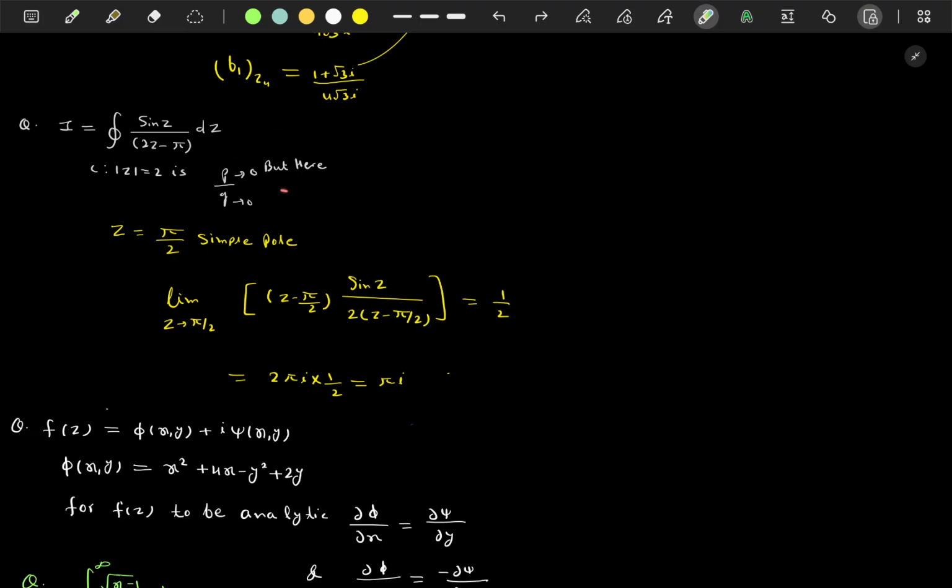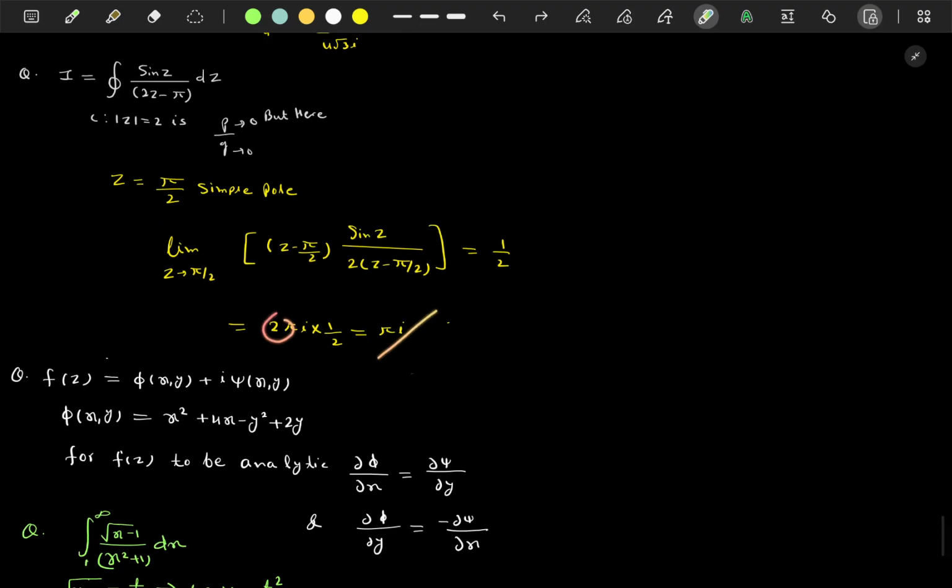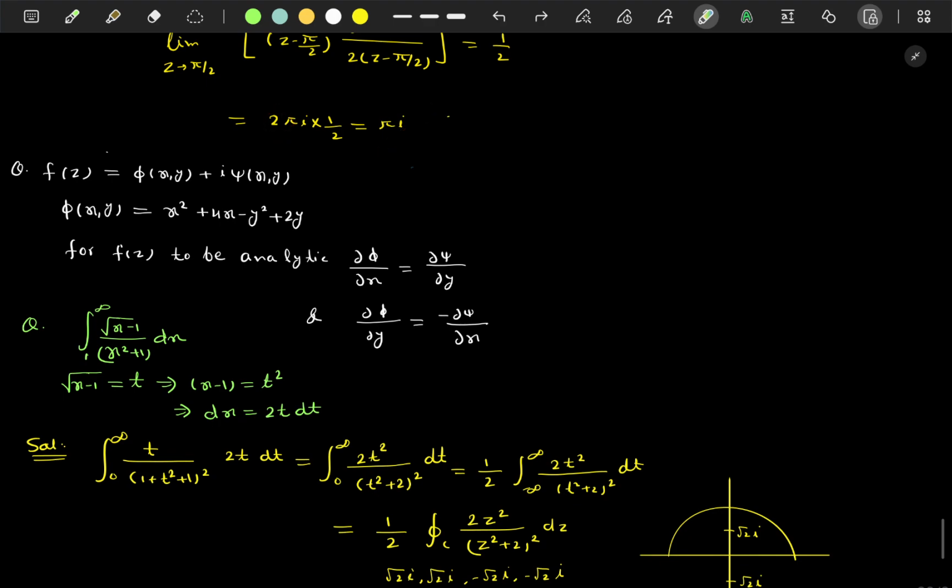This is the question. So p by q form. So pi by 2 will be a simple pole. So calculate the value of this integration. Simply take the limit, and it will give you the residue, and multiply it with 2 pi iota, and you will get the answer. If you are calculating residue, remember to multiply the value of residue with 2 pi iota. Okay, then only you will get the answer.